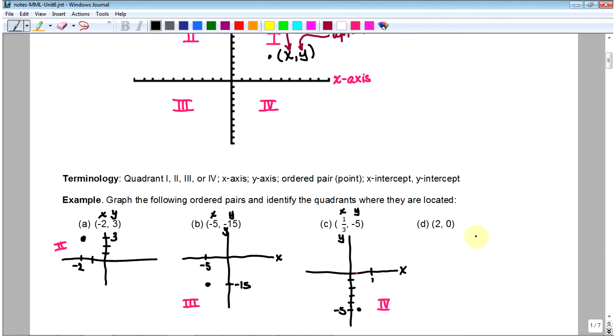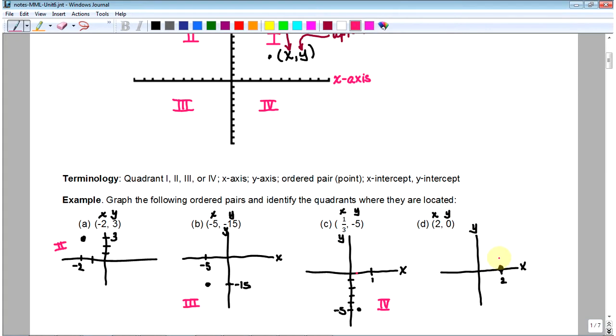Part D, we have the point 2, 0. So 2 is my x, 0 is my y. I need to go to the right 2 spaces, and then I do not go up or down any units. So my point is actually on my x-axis. Therefore, I'm not in the 1st quadrant or in the 4th quadrant. I'm actually on the x-axis.